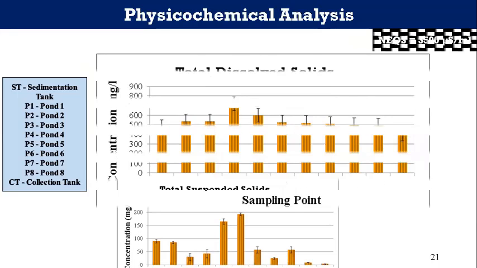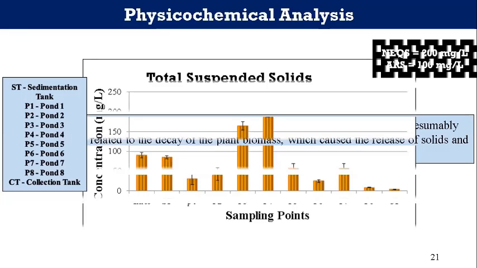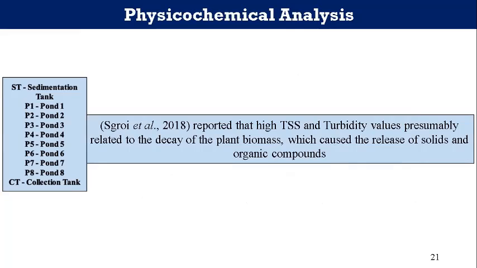For TSS, again point 4 shows a rise in suspended solids, which may be due to an increase in organic matter because of the death and decay of plants. Segroy et al. in 2018 reported that high TSS and turbidity values are presumably related to the decay of plant biomass, which caused the release of solids and organic compounds.